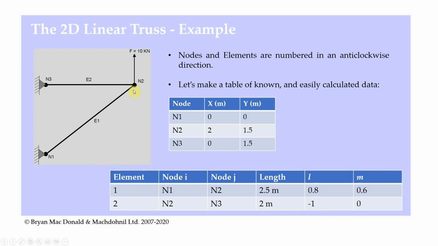Element number 2, remember it's going this way, so the angle it makes is coming from 0 all the way around. Element 2 is orientated at 180 degrees from the positive x-axis, so it's not 0 degrees. If it was going in the opposite direction over here, that would be the case. Because of that, L is minus 1 and M is 0. So the cos of 180 is minus 1 and the sine of 180 is 0. That's very important. Element number 2, node 2 to node 3, that's its I, that's its j, it's going in 180 degrees, not 0 degrees.